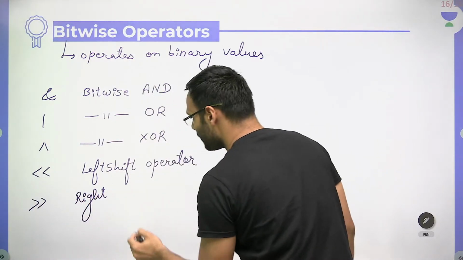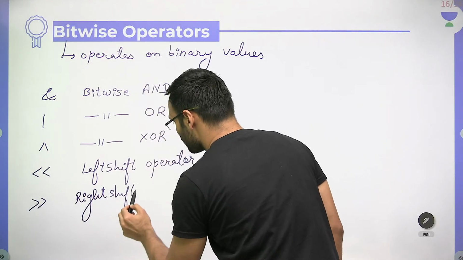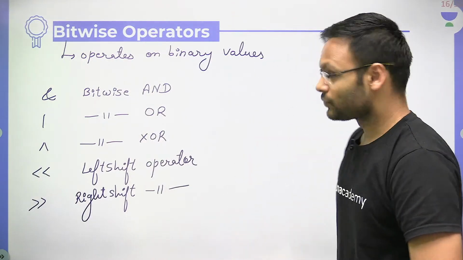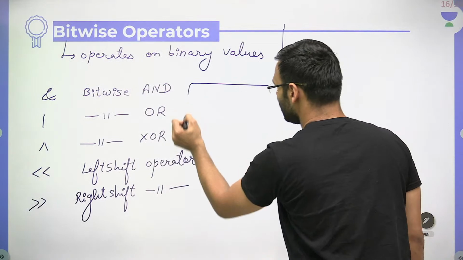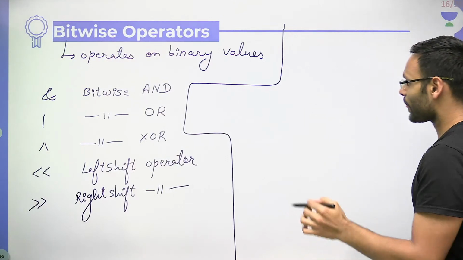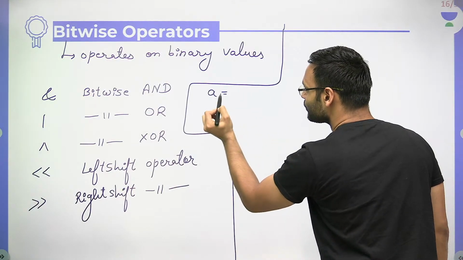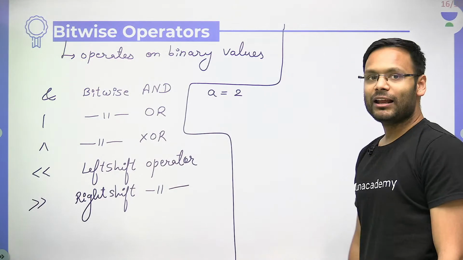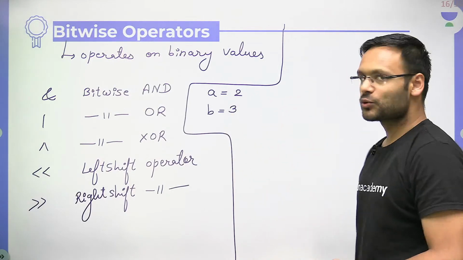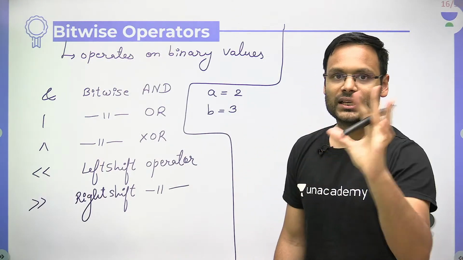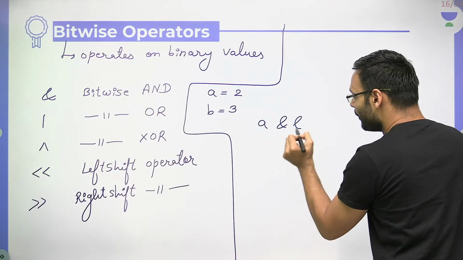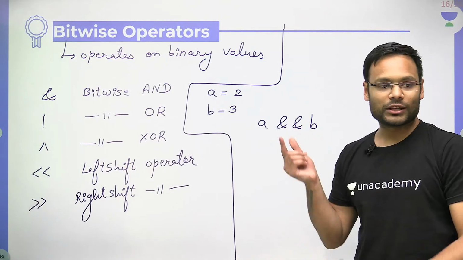I will tell you one by one what exactly these operators are and how they operate and work. Okay? So let me take a simple example. If we have a value A which is 2, and B with value 3, we have two values, A and B. A is 2, B is 3. Now if I write A double ampersand B, this is logical AND.